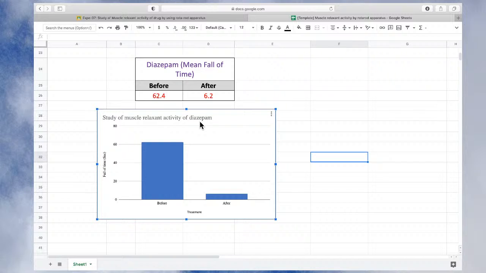So this is how, based on the data, you did the calculation, you calculated the mean fall off time, then you drew the graph, and based on that you did the interpretation of the result. You interpreted that the given test drug is muscle relaxant in nature because it has decreased the fall off time. So this is all about today's experiment.